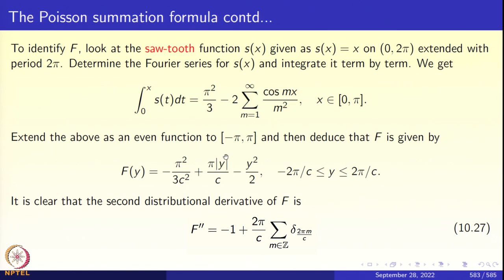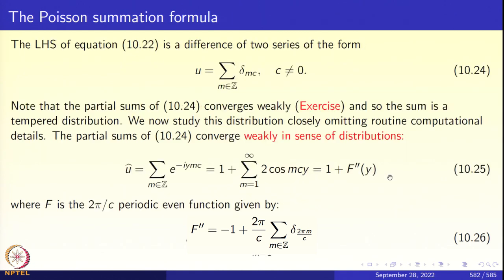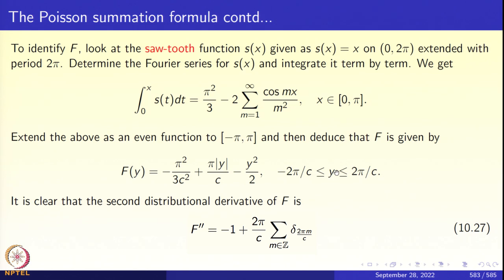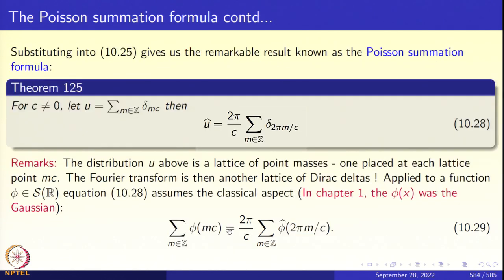If I get the Dirac delta at the origin, I'm going to get a Dirac delta at 2 pi by c, 4 pi by c, etc., because it's a periodic function. F of y is a periodic function with period 2 pi by c. So I get the whole bunch of Dirac deltas, equation 10.27. The f double prime has been computed. Put this value f double prime in the previous equation 10.24. The 1 goes away, cancels with this minus 1, and you are left with this beautiful result, theorem 125.